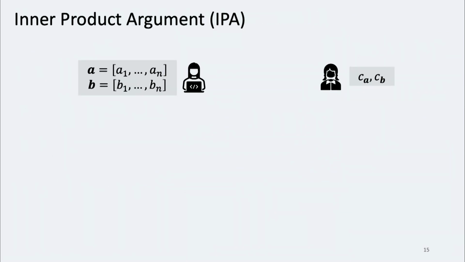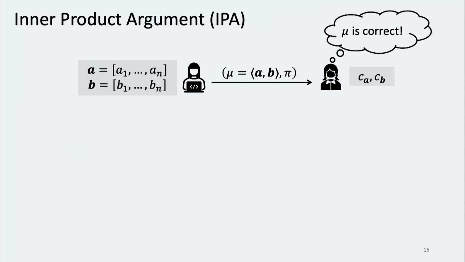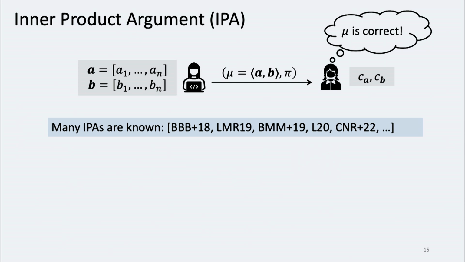And this is the interface of inner product arguments. There's a prover who has two vectors, A and B, and the verifier has two commitments, CA and CB. The prover computes the inner product, sends the inner product together with the proof to the verifier, and the verifier checks the proof and is convinced that the inner product is correctly computed. And there are many inner product argument constructions out there. So it's a natural idea.